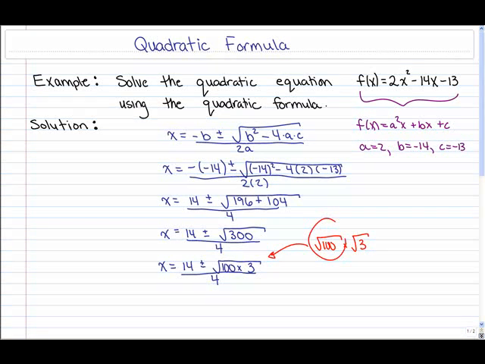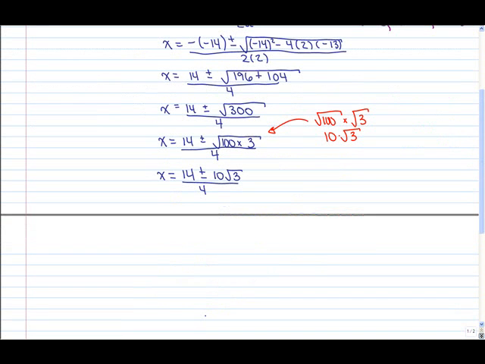So the square root of 100 works out to 10. And the square root of 3, I'm just going to leave as a square root of 3 because it's not a nice solid value. So I can reduce this value here to 14 plus minus 10 root 3, all divided by 4. Now again, depending on your instructor, they may allow you to leave it like this, or they might want you to go one extra step further because there are two answers here.